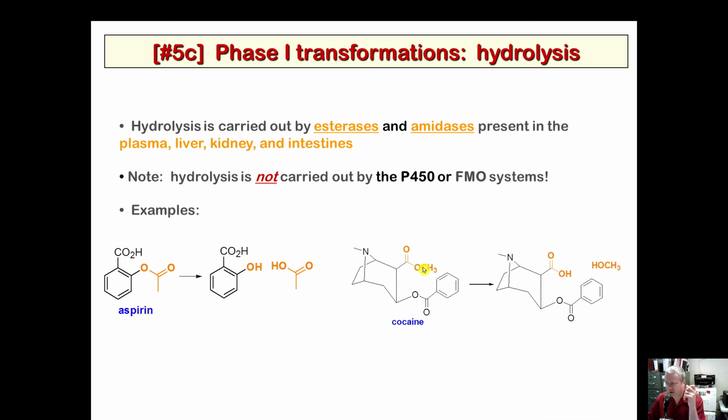Cocaine has two esters. It's got a methyl ester and also this benzoyl ester. Both of these can be cleaved. We're showing the cleavage of the methyl ester up top using esterases.